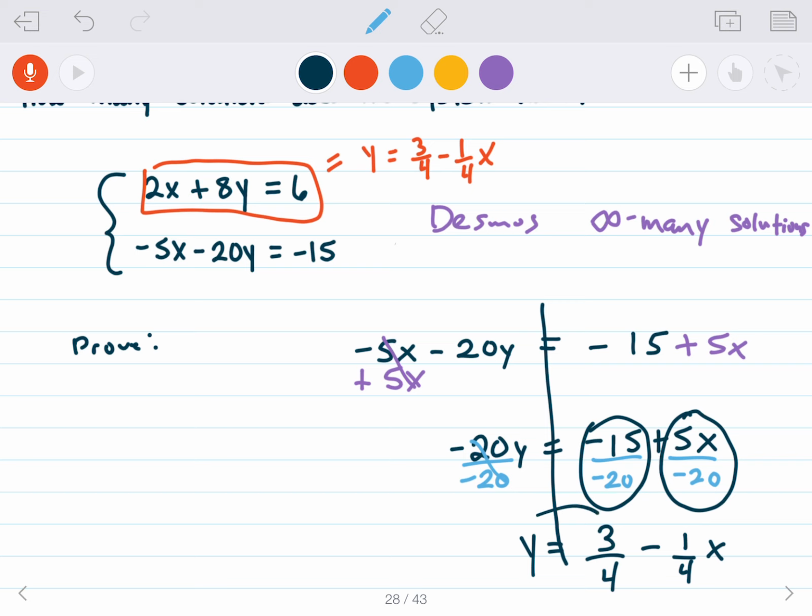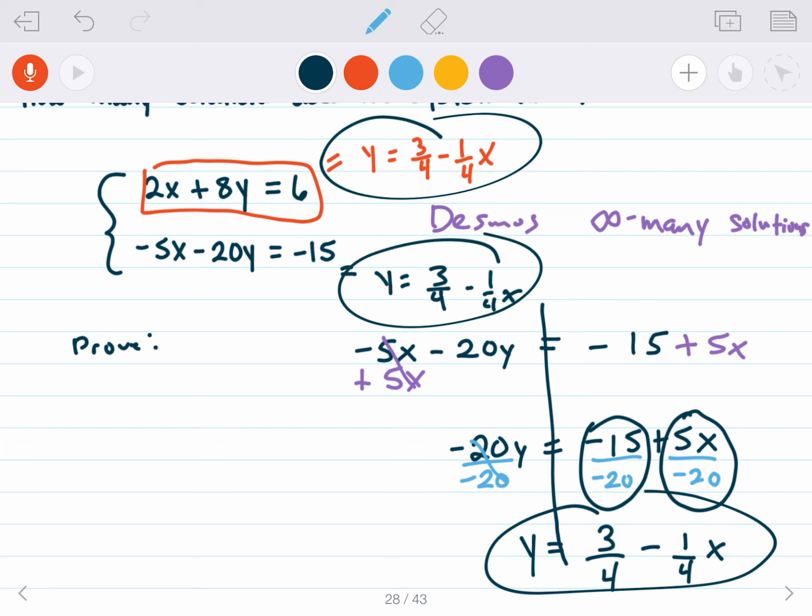So, guess what, guys? This is equal to y equals 3/4 minus 1/4 x. Exactly what we got up here. So those two lines are secretly the same line. Infinitely many solutions. That's how we show that algebraically.